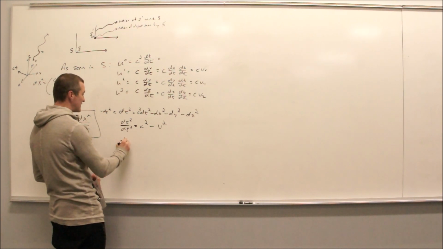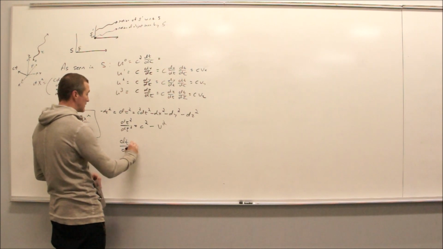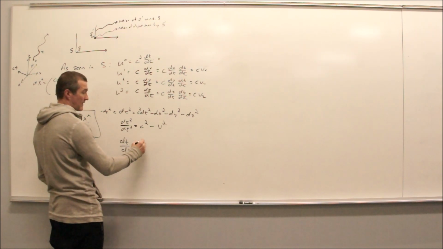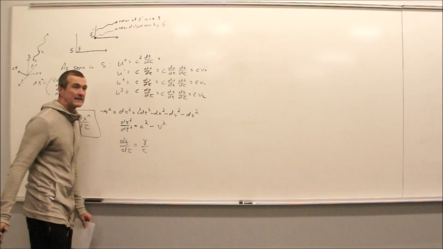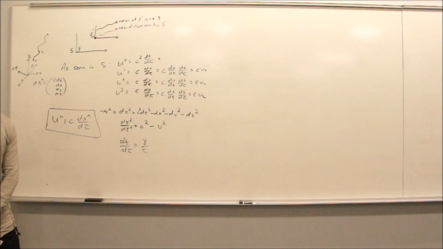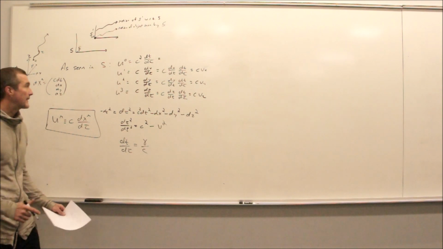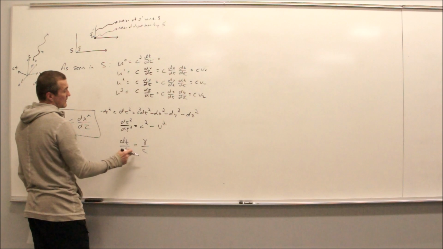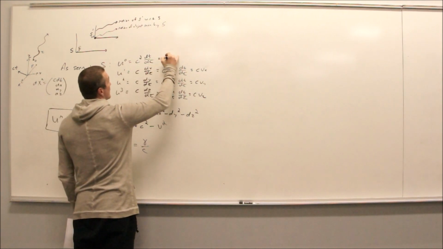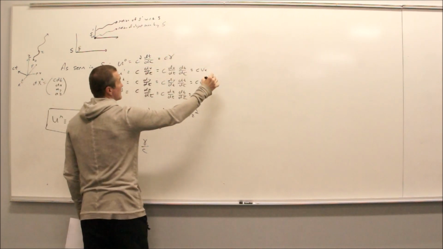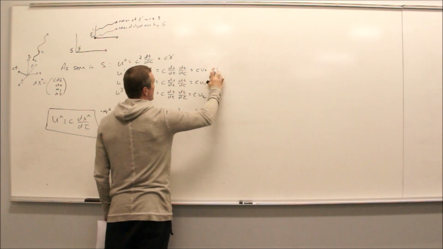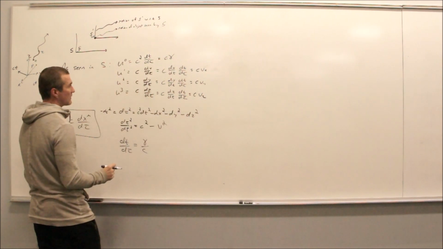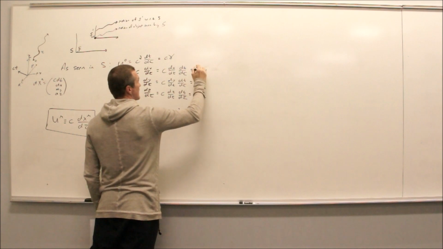So what does dt d tau come out to be? Gamma over c. Or gamma is, of course, 1 over the square root of 1 minus v squared over c squared. Okay. So now I can take this and plug it in up here. I get c times gamma. Oh, whoops. I get just gamma.